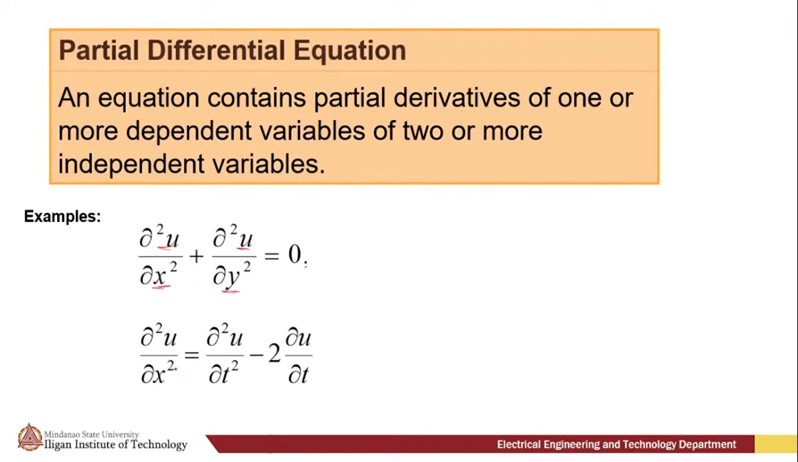Same here in our example, we have the second partial derivative of u with respect to x equals the second partial derivative of u with respect to t minus 2 times the partial derivative of u with respect to t. So we have three terms that have a derivative, and we have one dependent variable, which is u, and two independent variables, which are x and t.